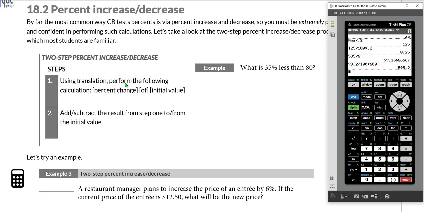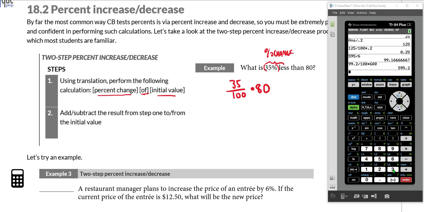Using translation, we're going to perform this calculation, percent change of initial value. So here we have a percent change. Okay, so the percent change is, I'm going to write down percent change. The percent change is that we are decreasing by 35%. Really, it's just this 35 we're going to pay attention to. So we do percent change, which is 35%. I'm just translating 35% of the initial value, which is 80.